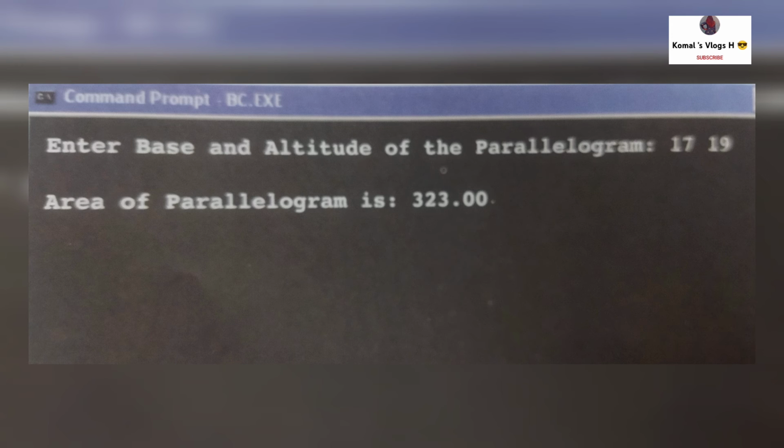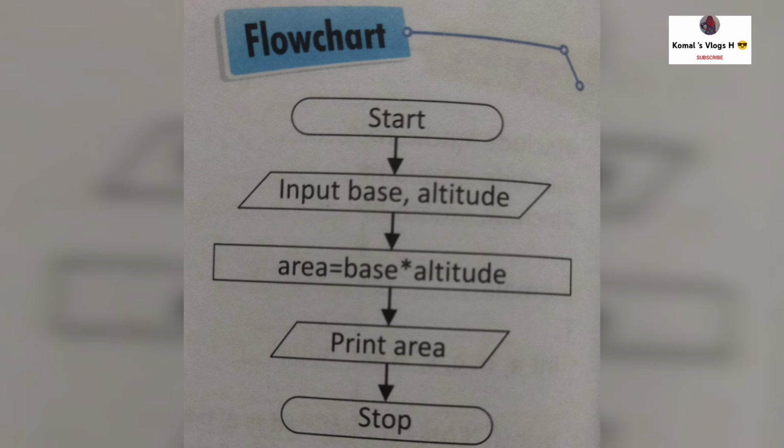In the output you have entered two values, 17 and 19, according to your book, and then after multiplying, the area of the parallelogram will be 323. So here, guys, 323. Now there is the flowchart of practical number 5.